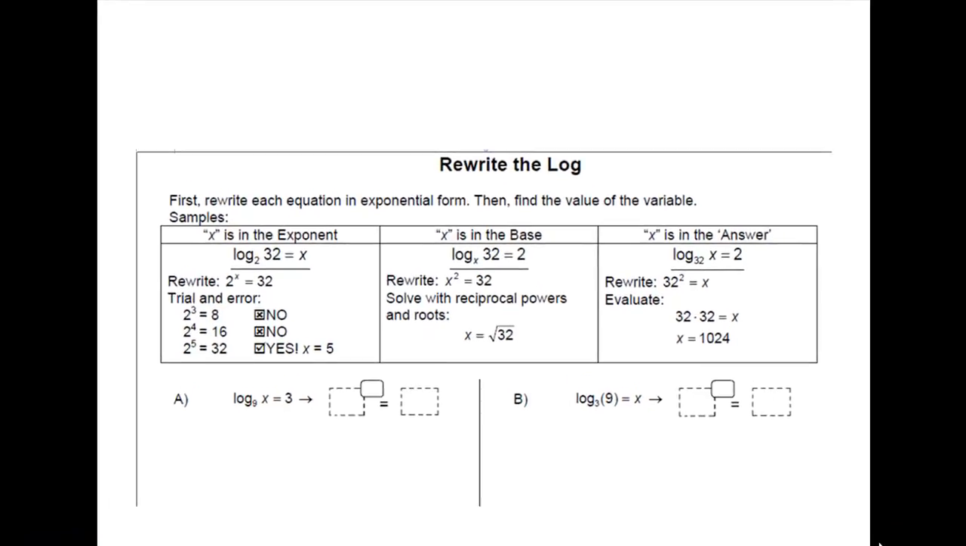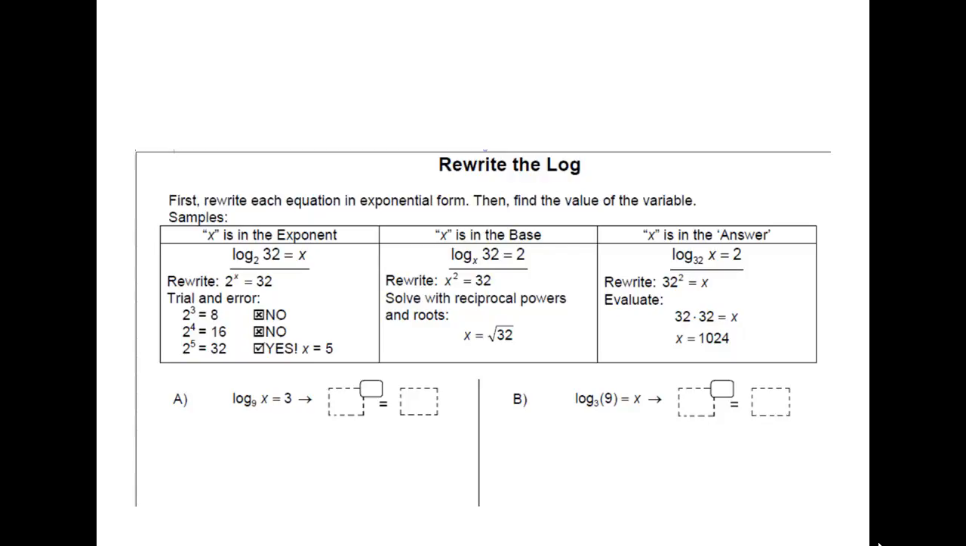Now when x is the base, it becomes x squared equals 32. Now, how can we get rid of the 2? Well, by doing the reciprocal of the power. The reciprocal of 2 is 1/2, and that's what square root stands for. So the square root of 32 would be the answer to x.